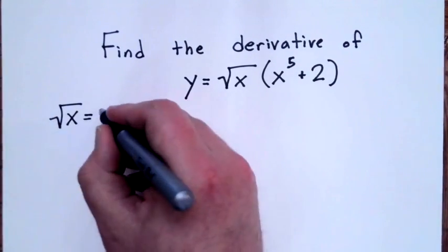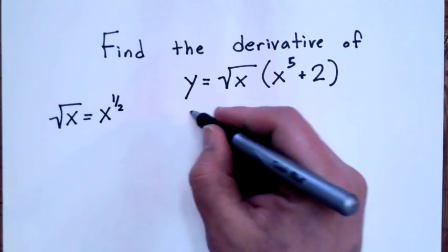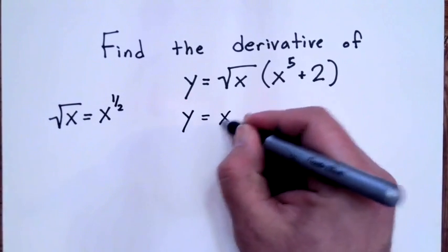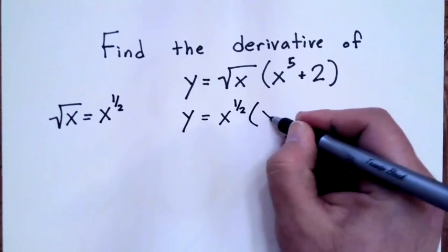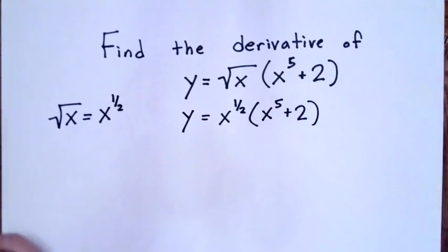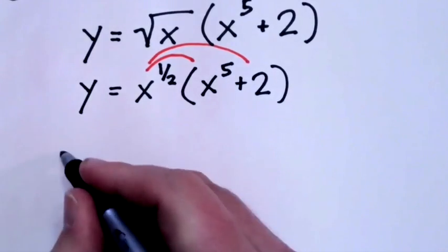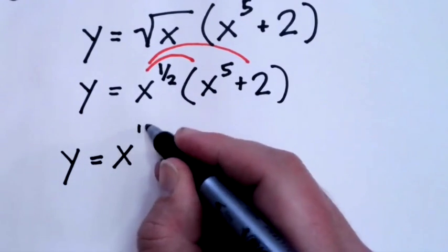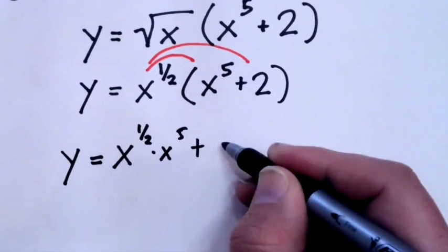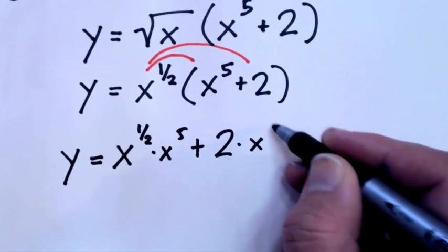So I can rewrite square root of x as x to the 1/2. After I do that, then I can rewrite this as x to the 1/2 times (x to the fifth plus 2). And now I can distribute this x to the 1/2 through, so that this becomes y equals x to the 1/2 times x to the 5 plus 2 times x to the 1/2.